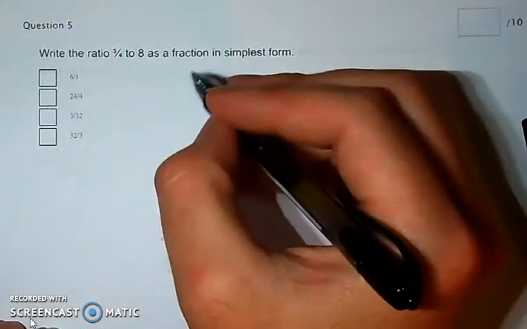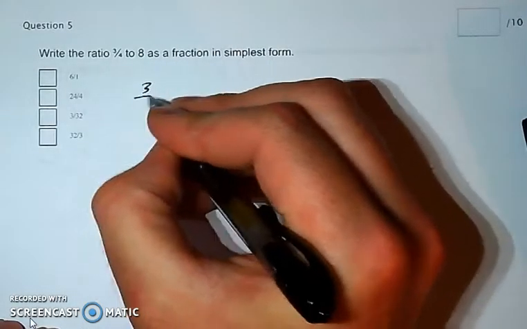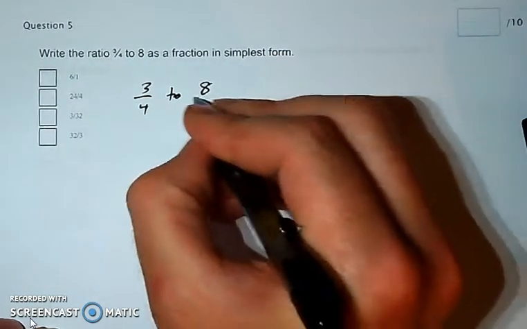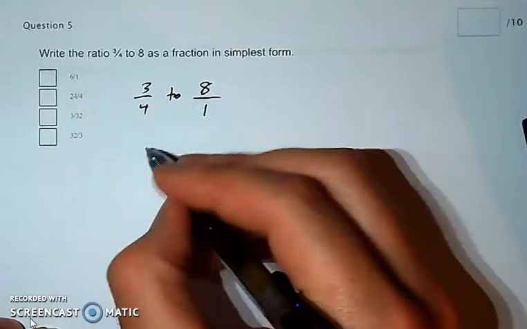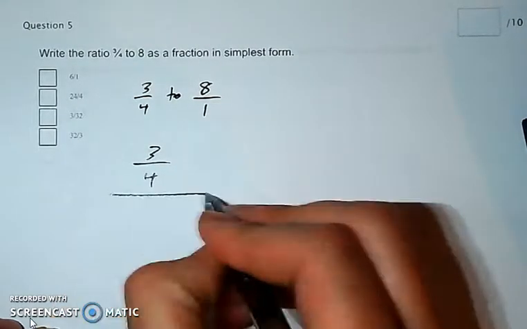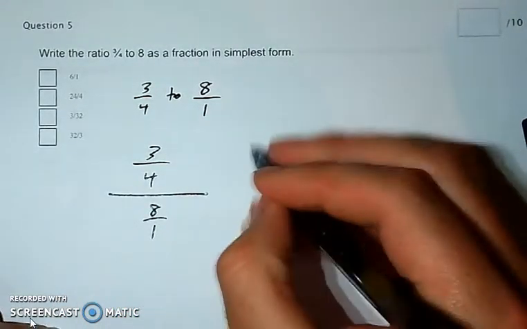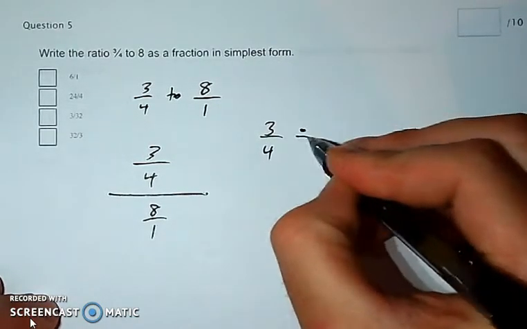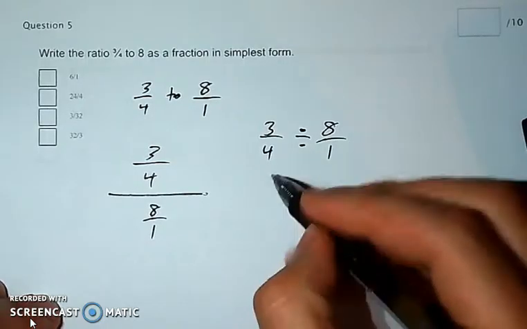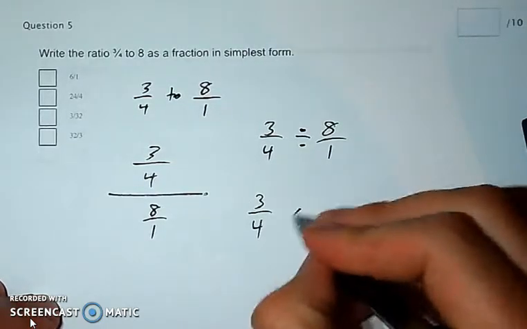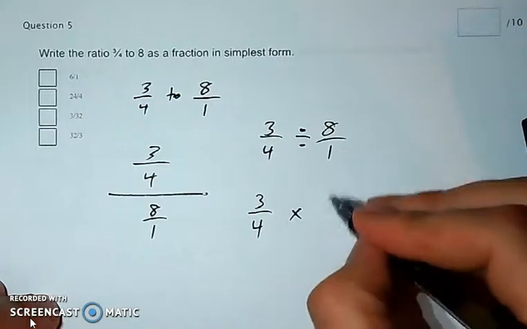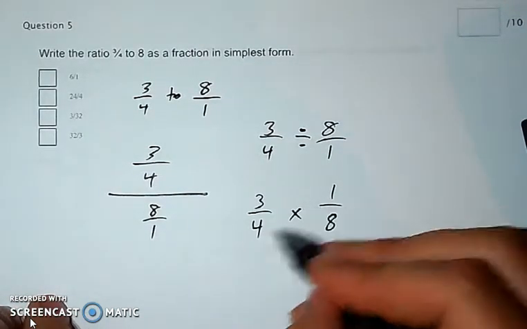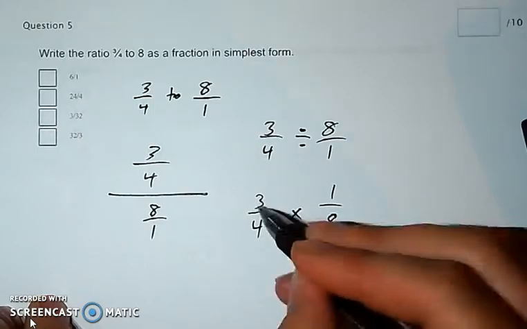This ratio as a fraction in simplest form. They're asking for 3/4 to 8, or 8 over 1. This is the same thing as 3/4 divided by 8 over 1. And when you have this division problem of 3/4 divided by 8 over 1, as you know, we can keep the first one, change this to a multiplication sign, and then simply flip or find the reciprocal of 8 over 1. And from here, we can ask ourselves, can we do any cross-simplifying at all?